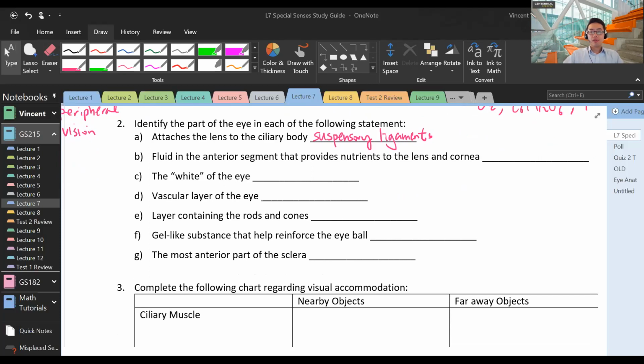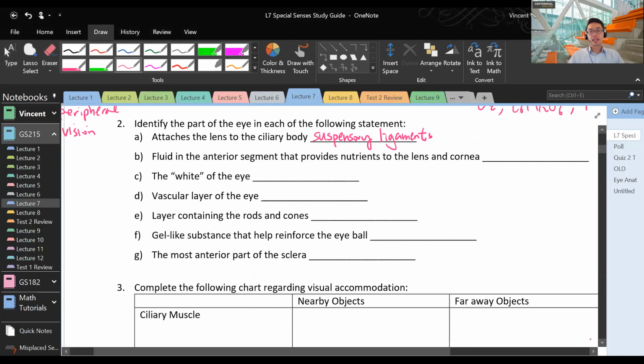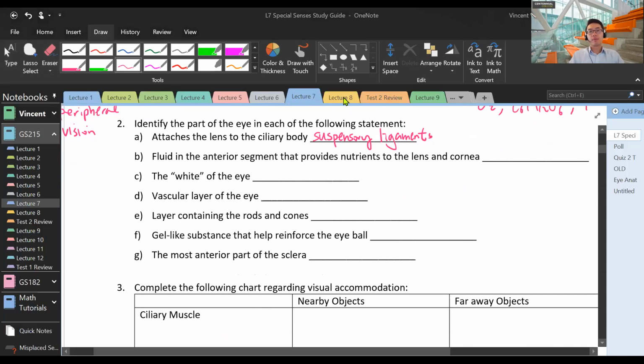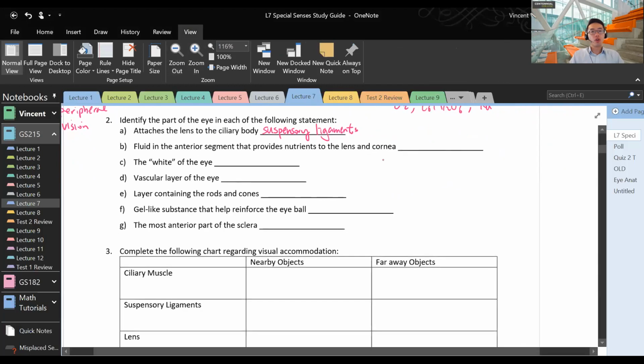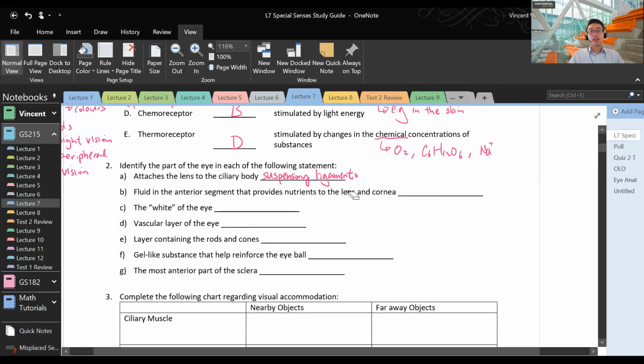Next question. Fluid in the anterior segment that provides nutrients to the lens and the cornea. So the lens and the cornea are transparent structures. They have no blood vessels in them. If there were blood vessels in the lens or cornea, we would be able to see them, right? We would see them in our vision, which of course would interfere with how well we can see. So for that reason, they are transparent, but nevertheless, these are living structures and they need nourishment. So to provide nourishment, we will need to have the aqueous humor.